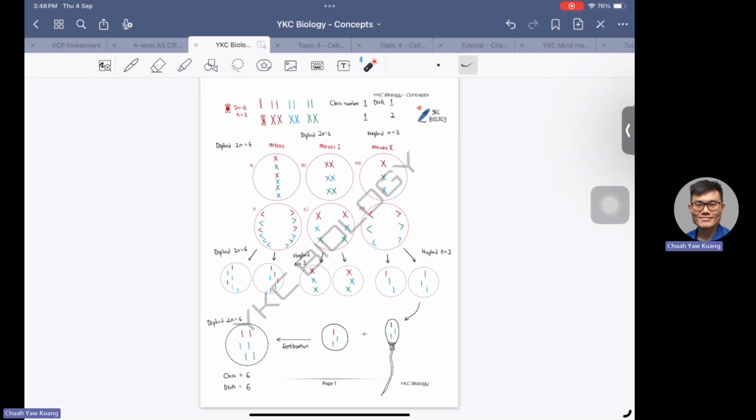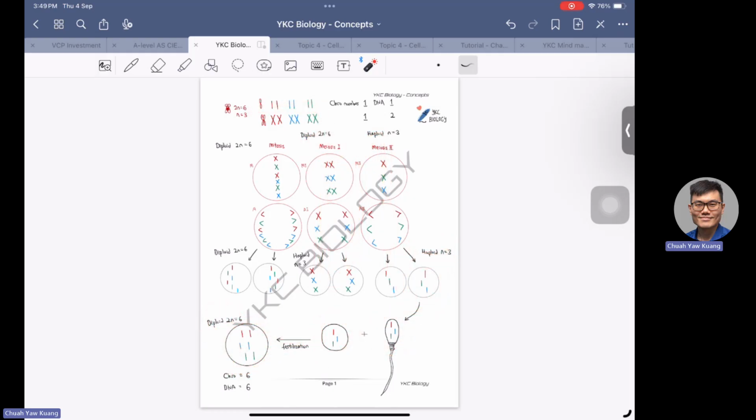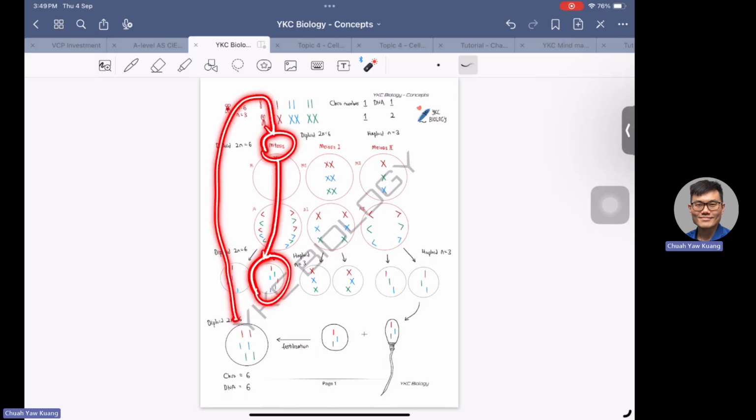So in summary, in order to form the gamete, the cell has to undergo meiosis so that it produces haploid cells. A haploid cell fertilizes with a haploid cell to get a diploid cell, which is a zygote. And then for growth and for increasing the cell number, the cell has to undergo mitosis so that it can produce daughter cells that are totally identical.